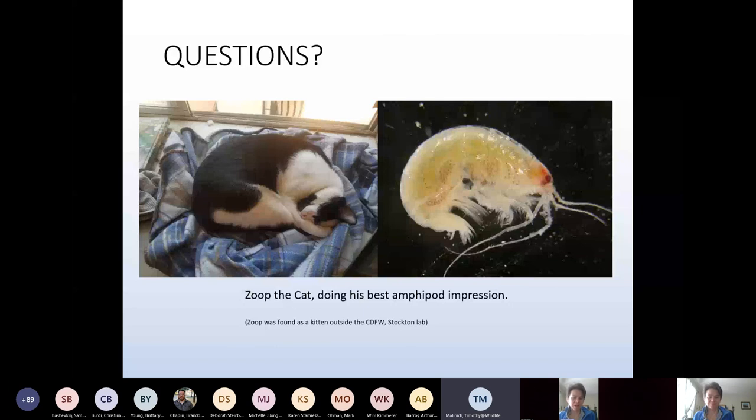Possibly. I mean, usually we were out sampling between probably 9 a.m. and 4 p.m., so full daylight. So I wouldn't expect it to explain a ton of the variation.